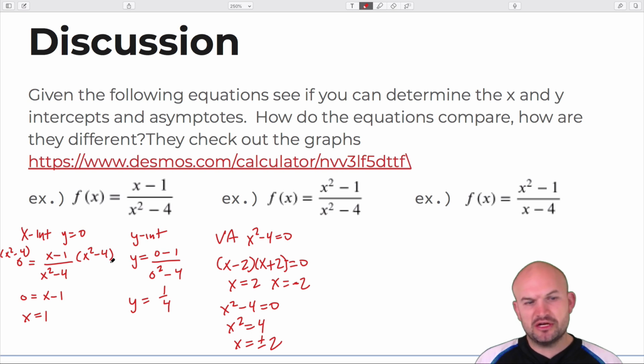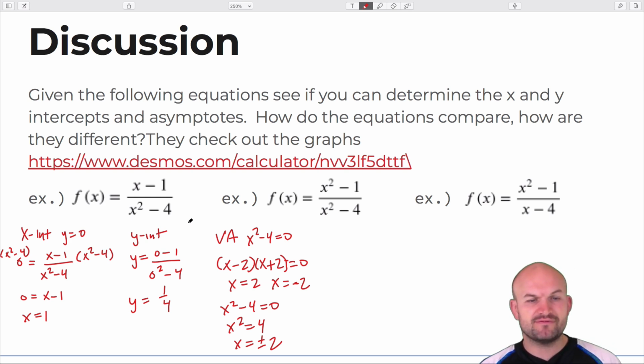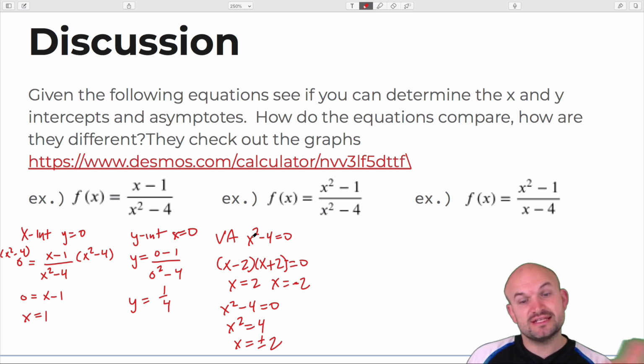Hopefully most students remember that for any function, when you want to find the x-intercept, y is equal to 0. And for any function, when you want to find the y-intercept, x is equal to 0. Hopefully they were able to identify these. You get x equals 1 and y equals 1/4. And then to find the vertical asymptotes, as long as it doesn't get divided out, you set your denominator equal to 0 and solve.